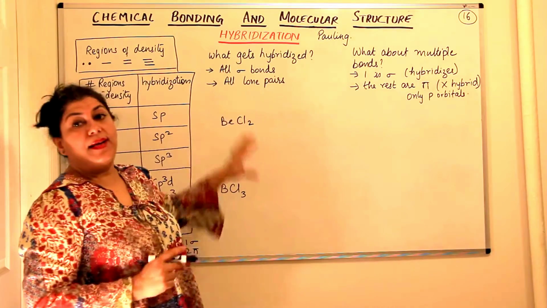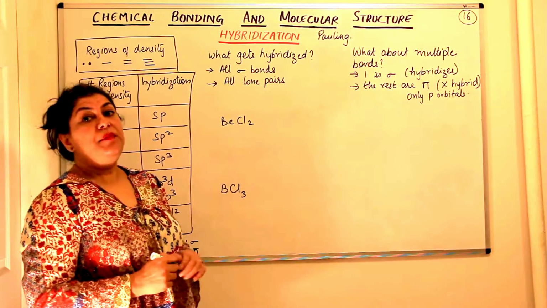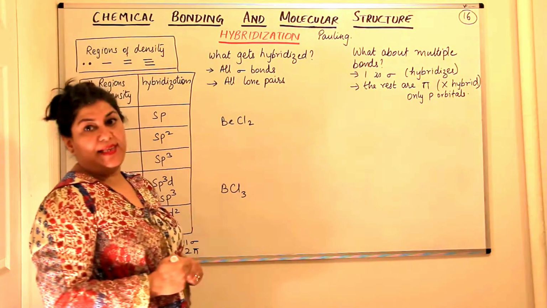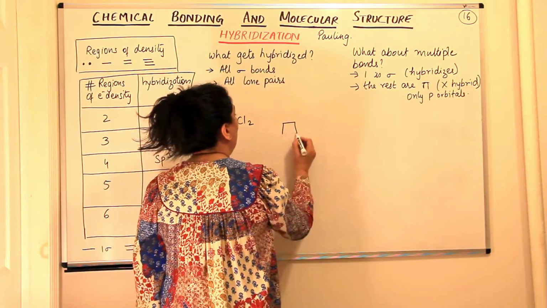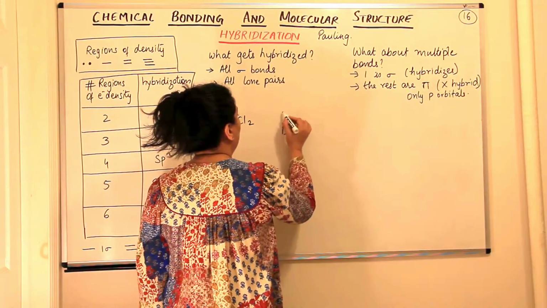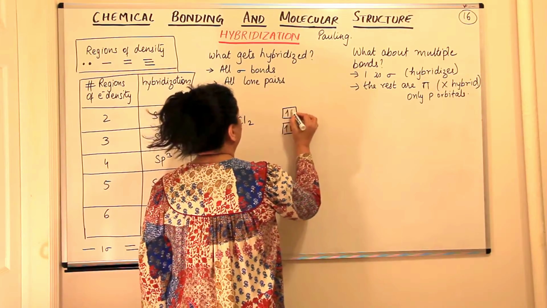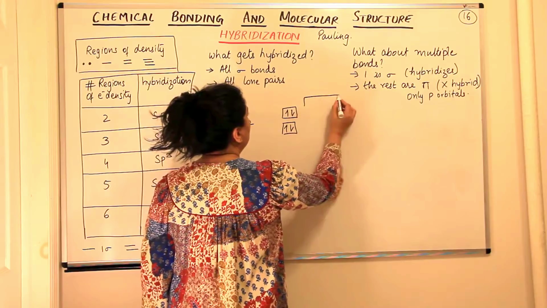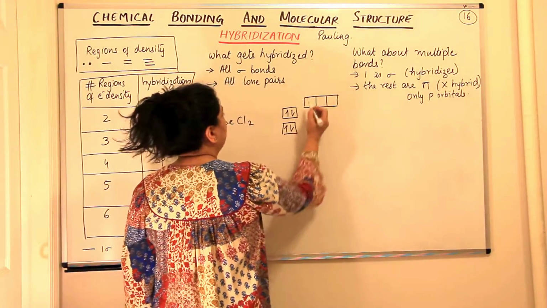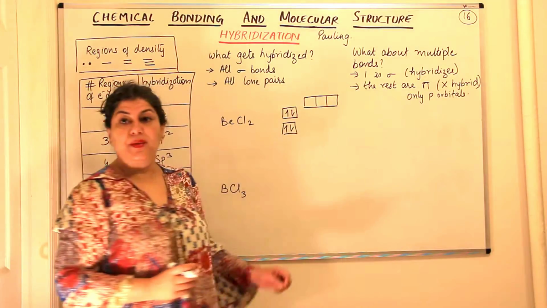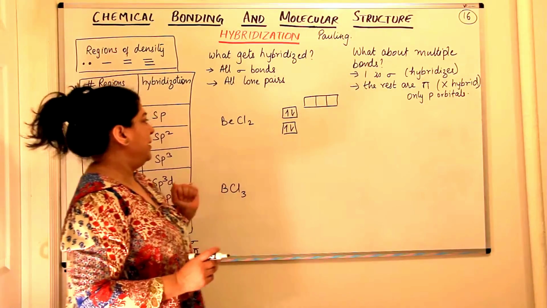We take this example of beryllium chloride, beryllium dichloride. Beryllium is the 4th element. So what is its electronic configuration? In the ground state, beryllium has 1s2, 2s2. And the 2p orbitals, which are slightly higher than the 2s, are empty, right? 1s2, 2s2, and these are empty.